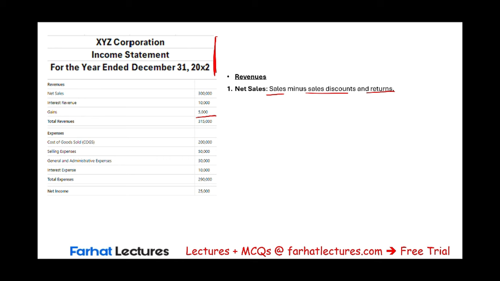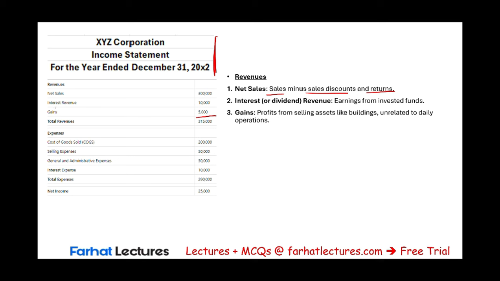That's fine. Then we'll have interest or dividend revenue, if the company generates it, which is earned from invested funds, like a CD in the bank, or if you invested in stocks or bonds. And the company might have gains from selling assets. So all of those, we bunch them together and we call it total revenues.